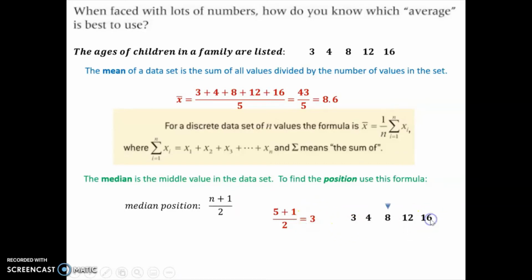So again, here's our data set. Here's position 3. That is the median value. Our median in this data set is 8, and that makes sense. That is the middle value of this data set.